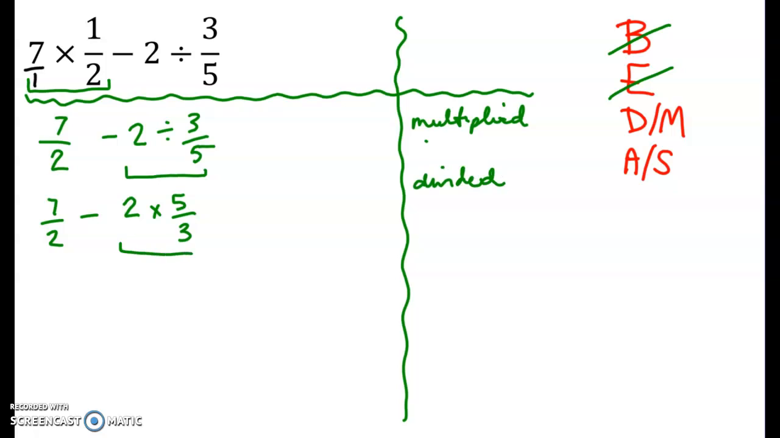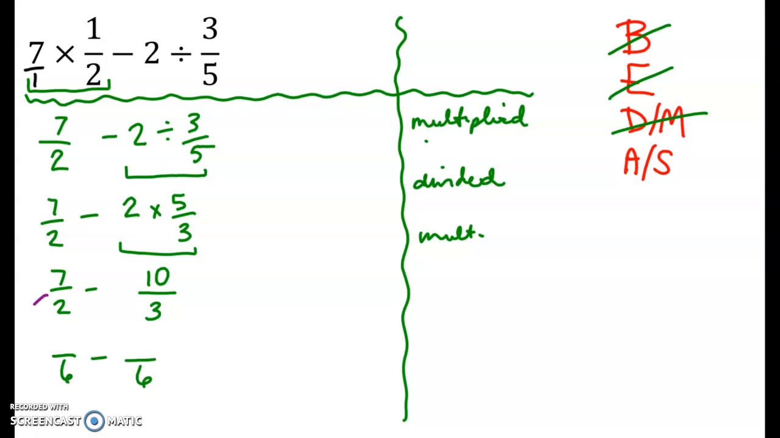Okay, we're still working right here. 7 over 2, subtract 2 times 5 is 10, over the denominators, 1 times 3 is 3. Okay, multiply. All right, division and multiplication is finished, and now we move on to addition and subtraction. And we know we need common denominators for that. Common denominator for 2 and 3, the lowest multiple there would be 6.